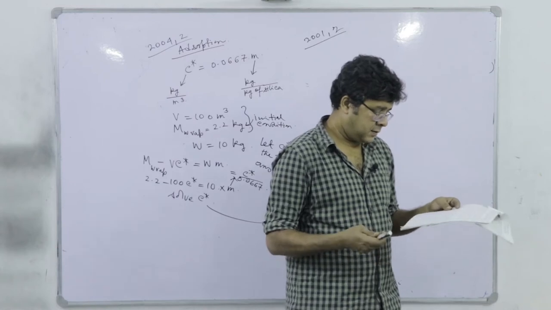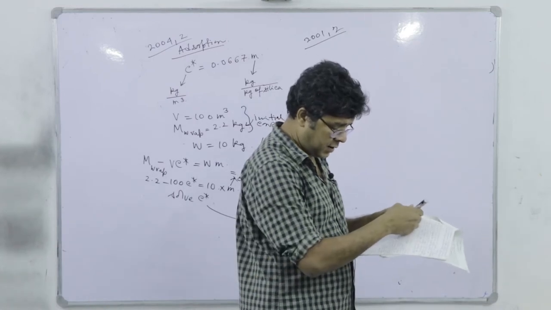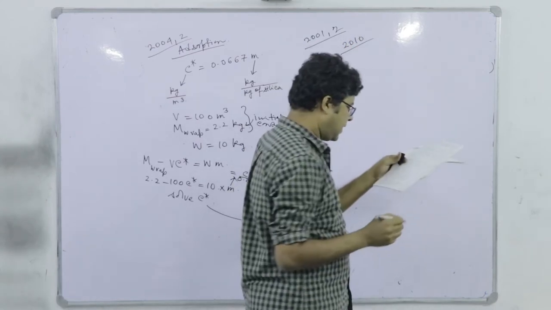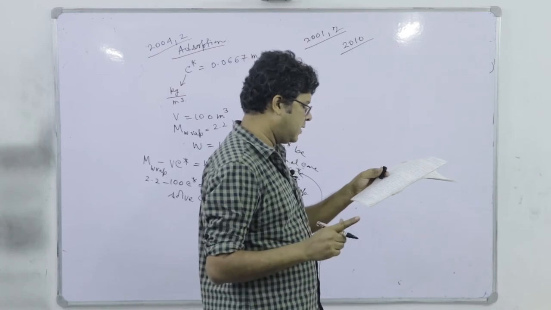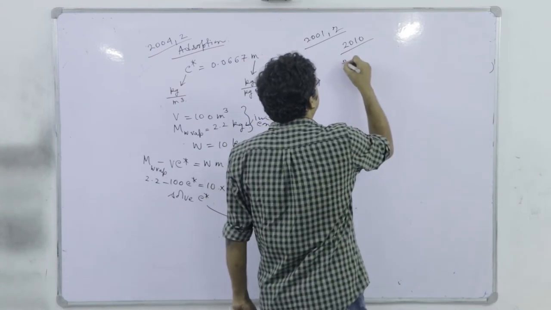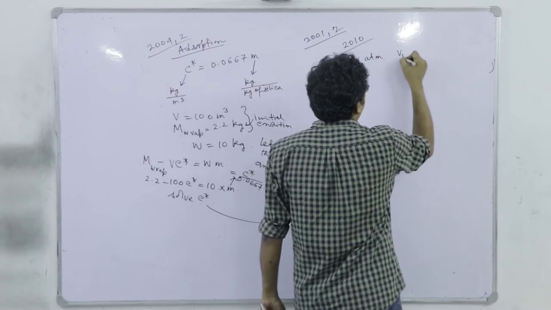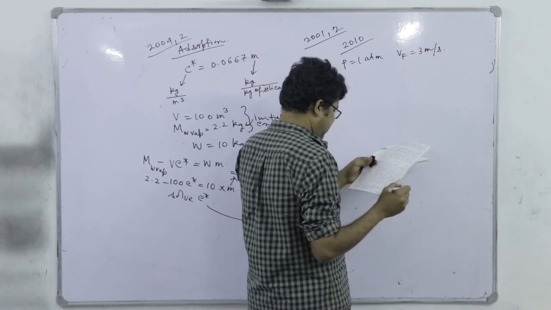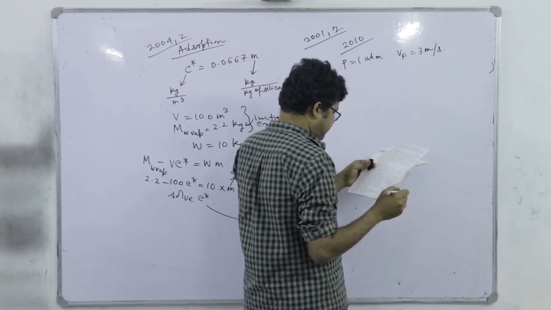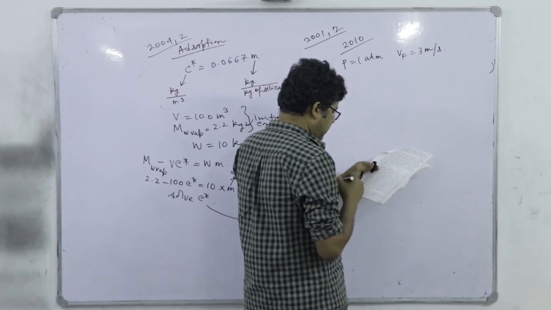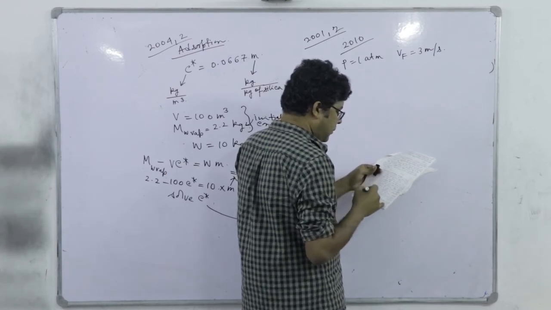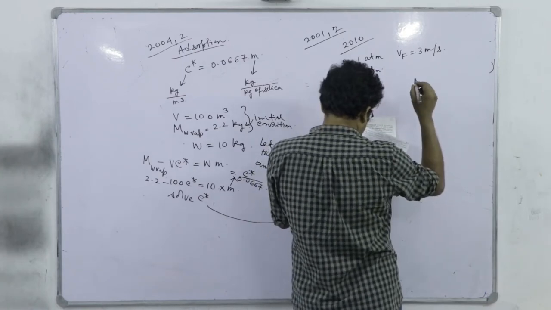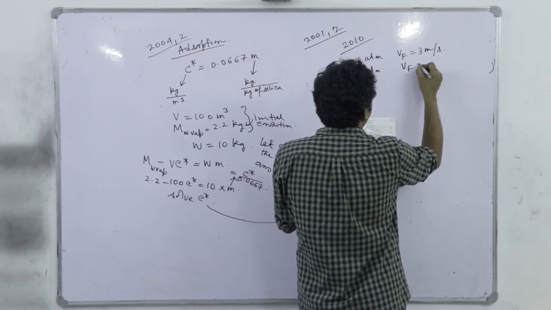Yeah, the flooding velocity in a plate column, this is 2010 one mark problem. The flooding velocity in a plate column at 1 atmosphere is 3 meter per second. So pressure 1 atmosphere, flooding velocity is 3 meter per second. Okay. So if the column is operated at 2 atmosphere, what will be the new flooding velocity?